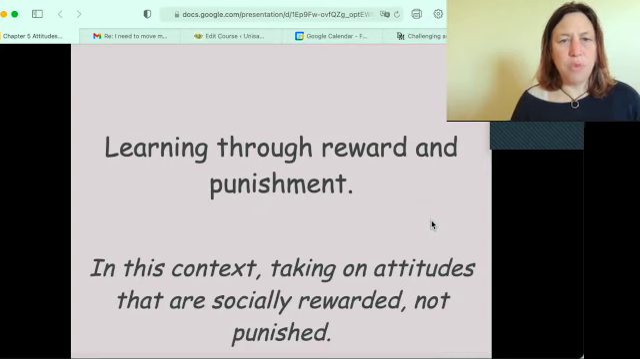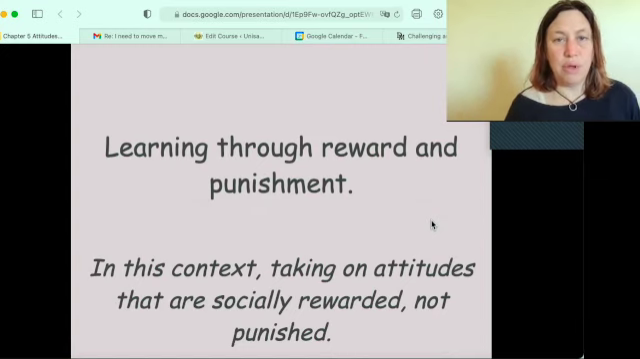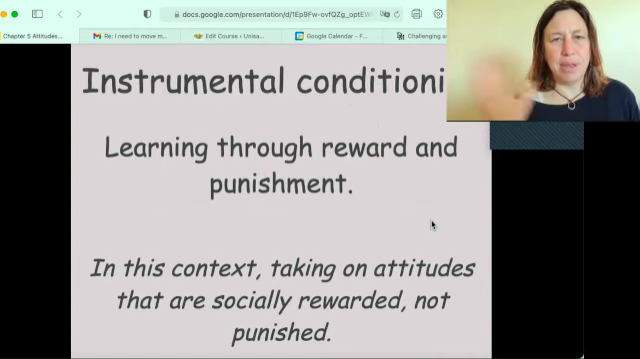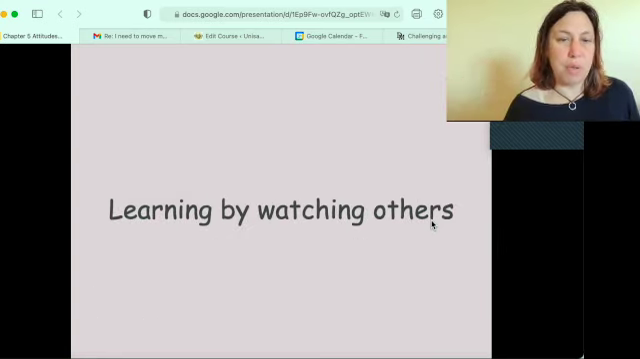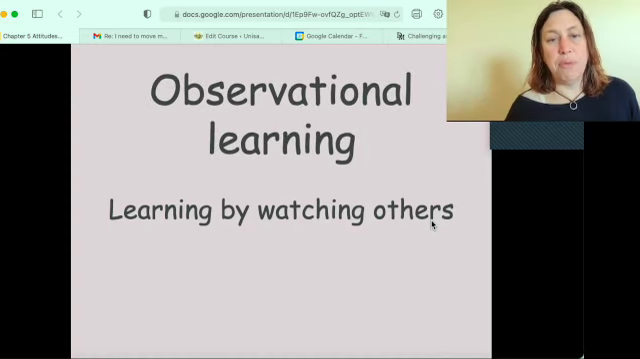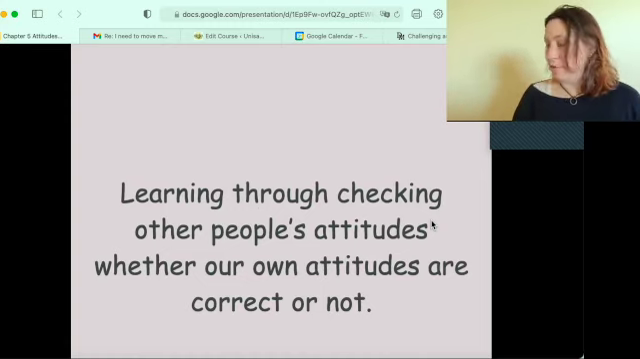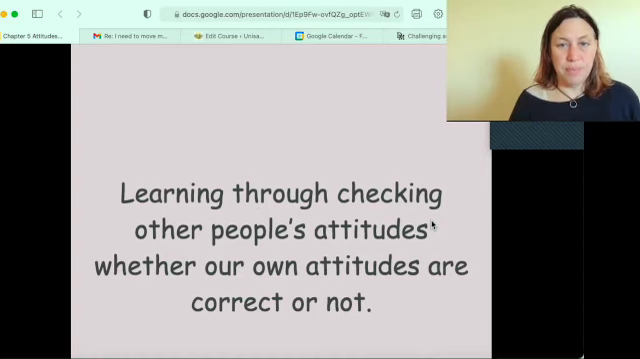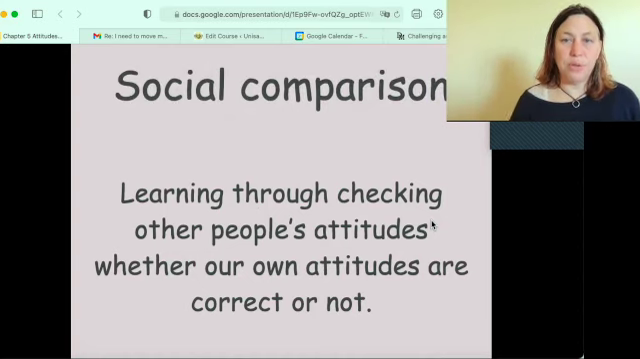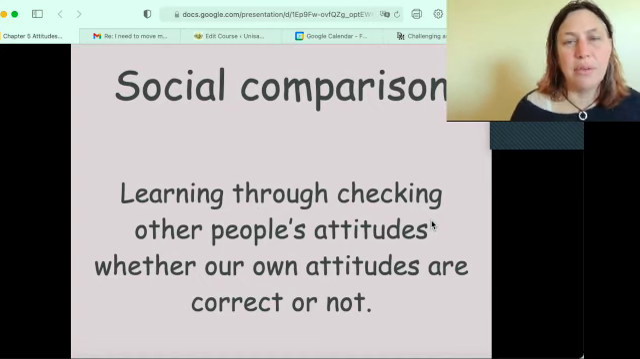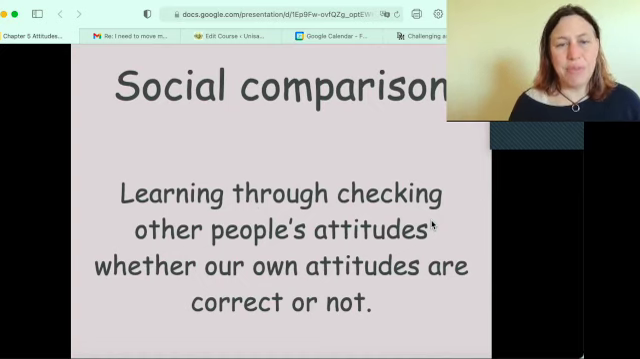Okay, so when you learn through reward and punishment, in this context social reward and social punishment, I think I know what it is. Yes, instrumental conditioning. See, even though I've written this whole thing, I still forget these terms. Learning by watching others, this one I remember. Observational learning. What is learning through checking other people's attitudes whether our attitudes are correct or not? Social comparison, or social comparison theory. But remember, we studied that in chapter 4. So here it's being presented slightly differently.